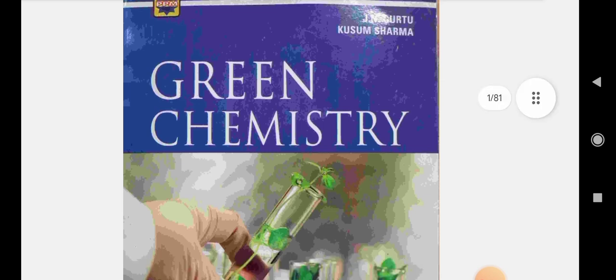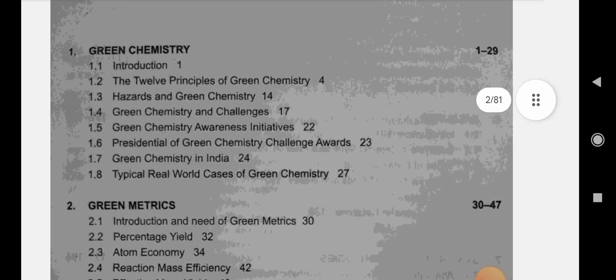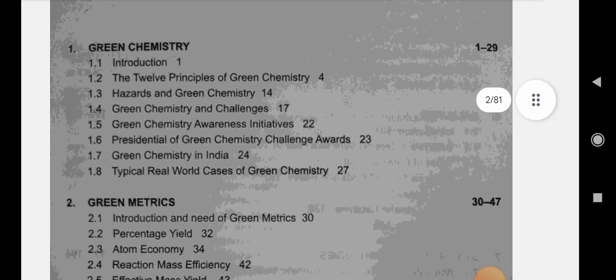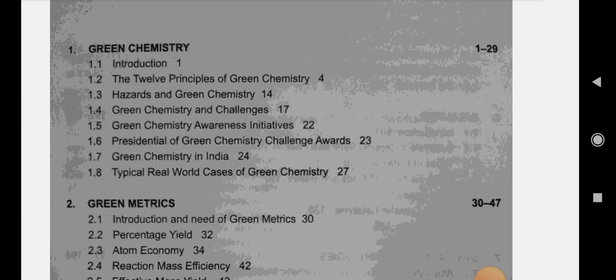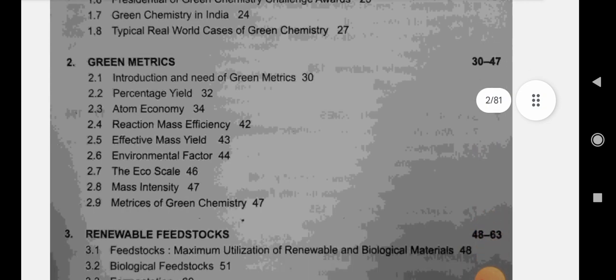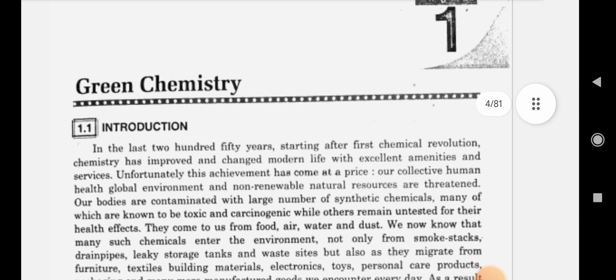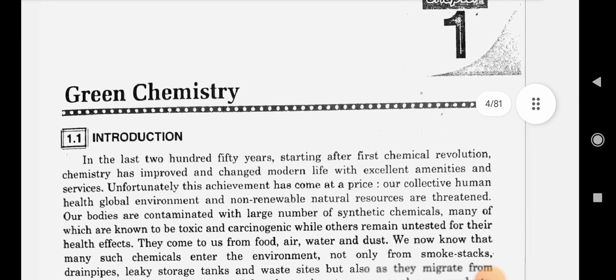Today we will study green chemistry, from the book authored by Kusum Sharma. The contents are: green chemistry introduction, the 12 principles of green chemistry, hazards in green chemistry and challenges, green chemistry awareness incentives, the Presidential Green Chemistry Challenge Award, green chemistry in India, and typical real-world cases of green chemistry. So today we will start our topics with the introduction of green chemistry, chapter 1.